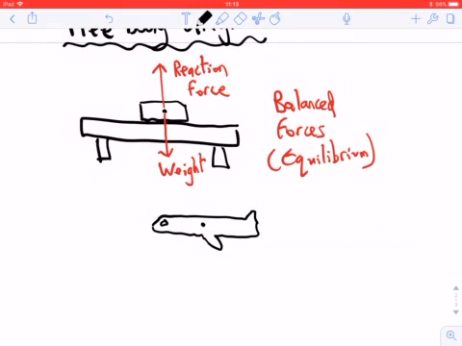So again, pause the video, make yourself a sketch, and see if you can work out all of the forces that are on an aeroplane when it's in flight. And let's assume, for the sake of argument, it's flying at a steady height, it's not accelerating upwards or downwards, and at a steady velocity. Pause the video and have a go at putting some forces on.